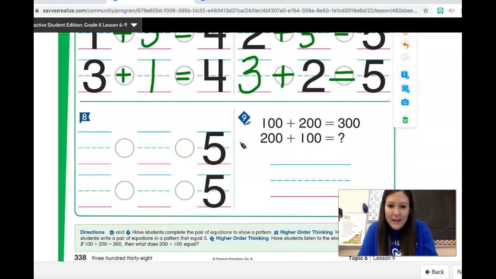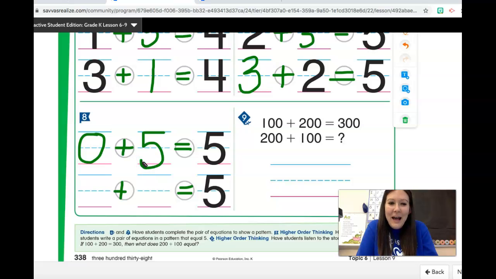Come down here to number 8 flag. Let's write another pair of equations to show a way that equals 5. I like to put the plus sign and the equal sign there right away, just so that part is already done. Let's find another turnaround. Ooh, I know one. 0 plus 5 equals 5. What's the turnaround for 0 plus 5? Turn the numbers around. Yeah, it's 5 plus 0 equals 5.